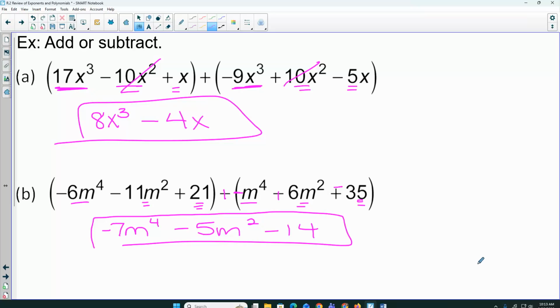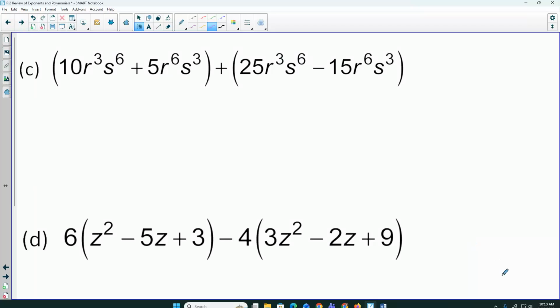14. Could you guys try a couple just so I can walk around and make sure everybody knows what we're doing here? Alright, let's see how we did. So the first one, you should get 35 r to the third s to the sixth, minus 10 r to the sixth s to the third. Variables don't change, just adding and subtracting coefficients.